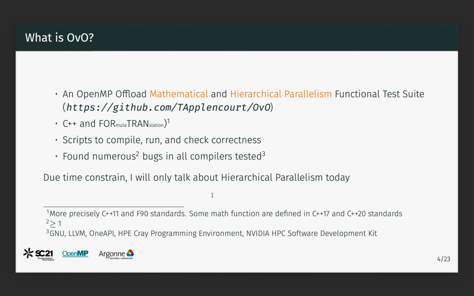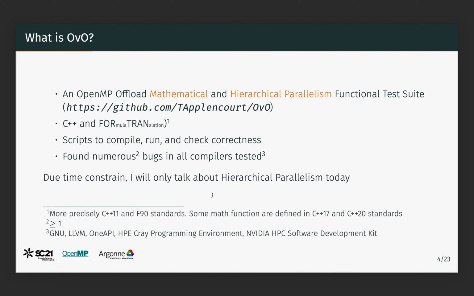OvO is a set of tests and a little script to be able to run the tests, compile them and check for correctness. So you have no dependencies, and all the tests are standalone. That was one of the design principles. It means that when you find a bug, you can just take this test, with one single C++ or Fortran file, and send it as a reproducer.